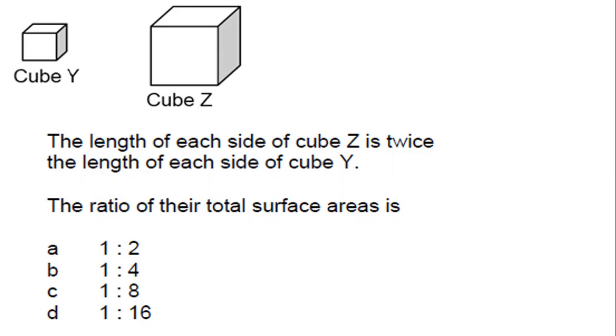So basically, if you look at this question, we have two cubes, cube Y and cube Z. It said that the length of each side of cube Z is twice the length of each side of cube Y. The ratio of their total surface area is... So what I think they're asking us to do is to work out the total surface area, the TSA, for cube Y and the TSA for cube Z.